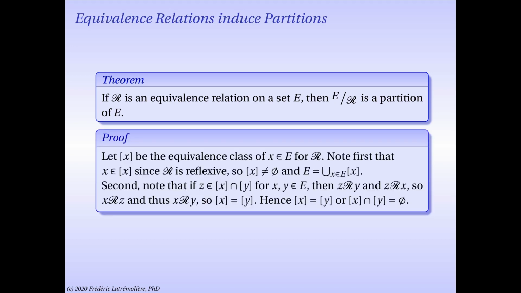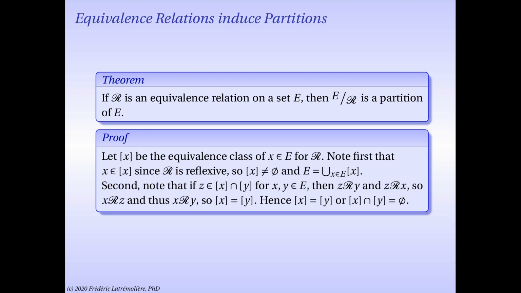Let's prove our theorem. First of all, if x is an element of E, then x must belong to its own equivalence class, since an equivalence relation is reflexive. So in particular, no equivalence class can be empty, and moreover, E is indeed the union of the elements of the quotient set, namely the union of all the equivalence classes.